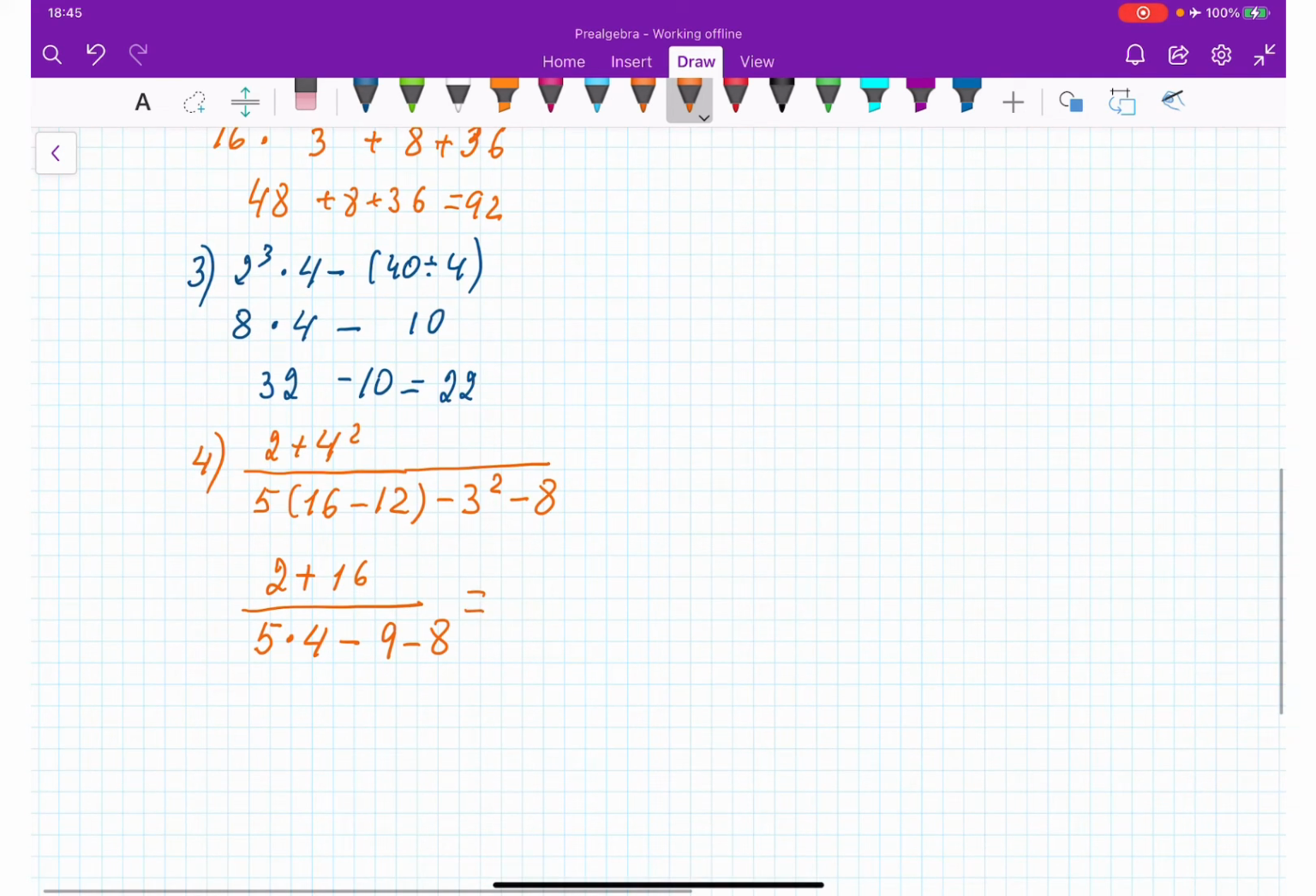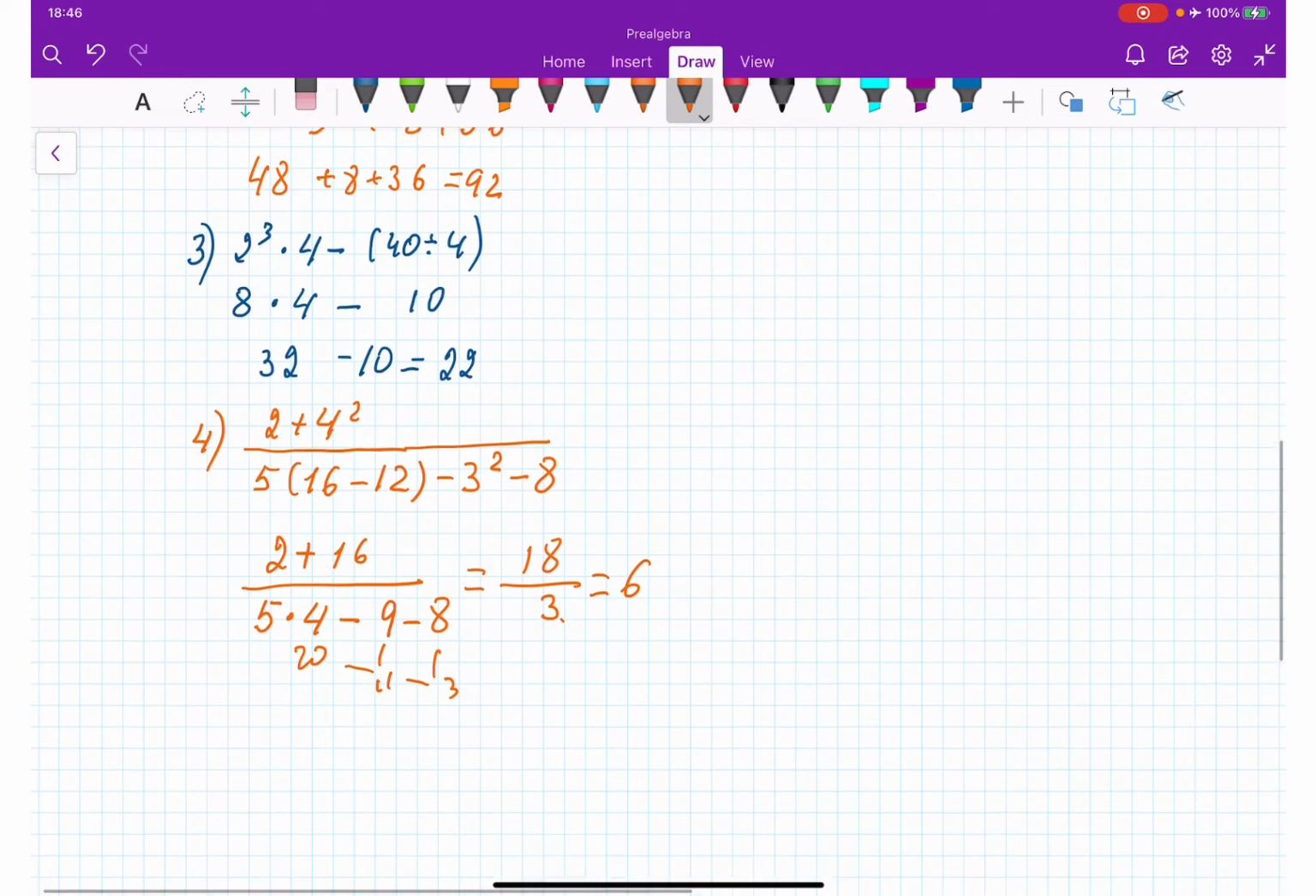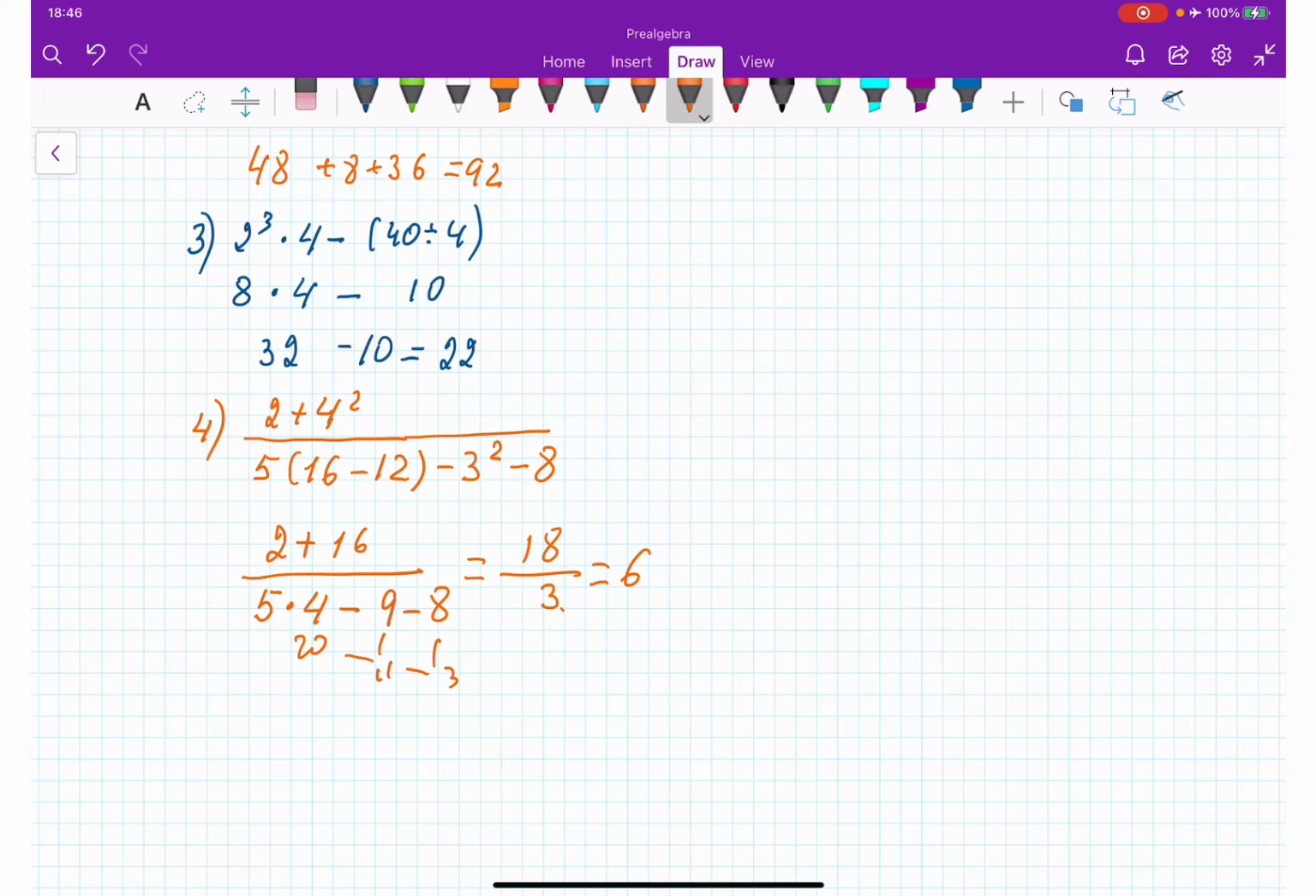So that's equal to 2 plus 16, which is 18. Next, 5 times 4 is 20, right? 20 minus 9 is 11. 11 minus 8 is 3. And the answer is, oops, I was keeping it in mind, it's 6.